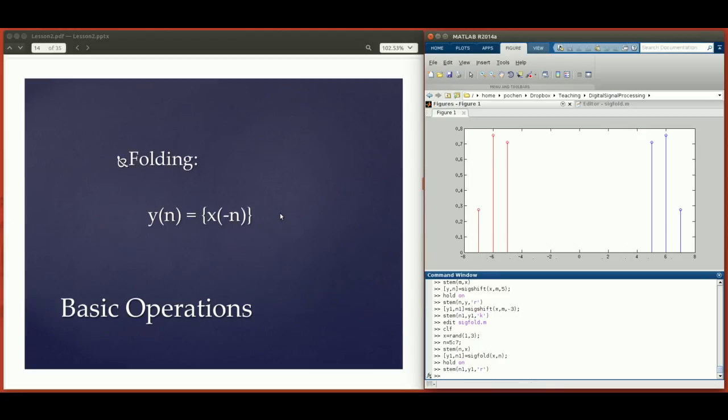It's called sigfolding, signal fold. And it's actually a different signal from what you get from multiplying the amplitude of the input signal by -1, for example. So if I do y2 equals -1 times x, here I'm multiplying x by -1, and then hold on to the figure, and then stem n1 y2. Let's use black.